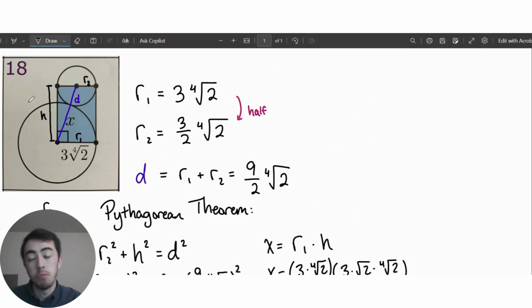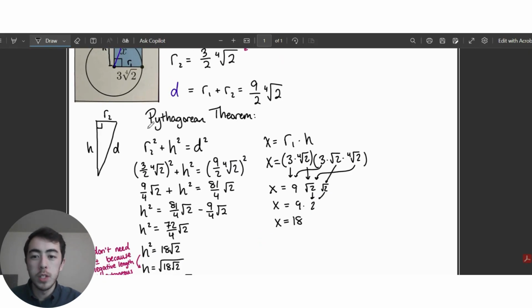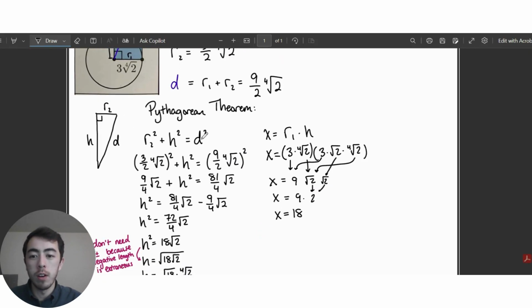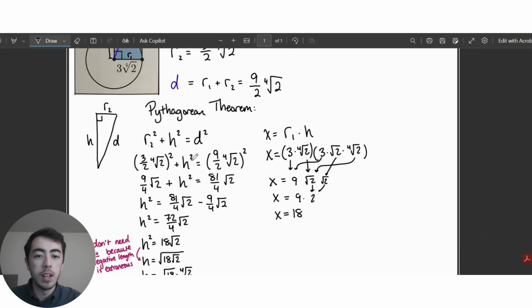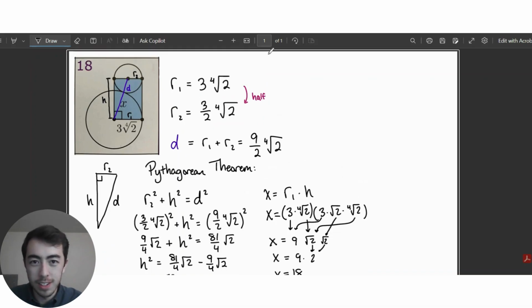Cool. Well, we did some more geometry, walked through the Pythagorean theorem, did a lot of fraction and radical algebra here, and ultimately we can confirm that the area is 18.